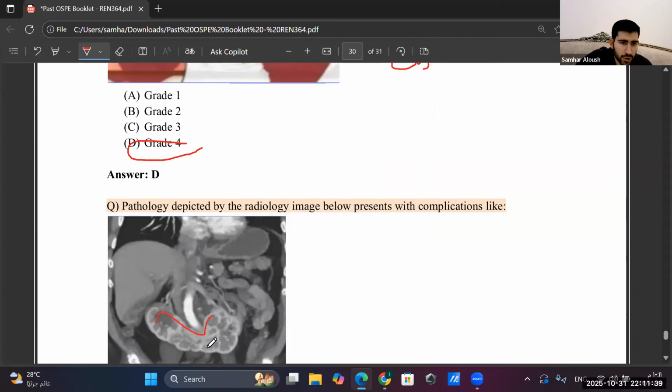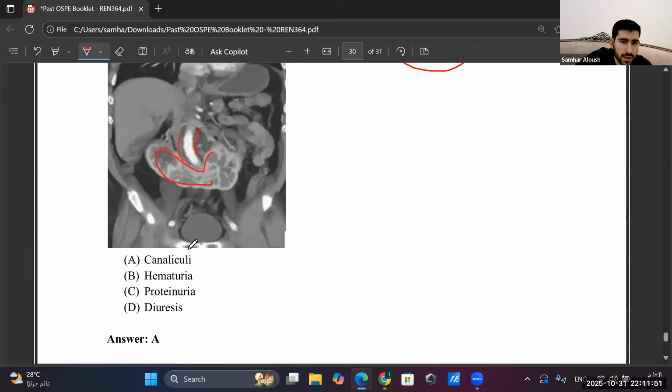This is horseshoe kidney. The inferior lobes of both kidneys fused, and they are ascending and blocked by the inferior mesenteric artery. If asked which of the following is the most common complication, it's the stone, which is in the calyces.